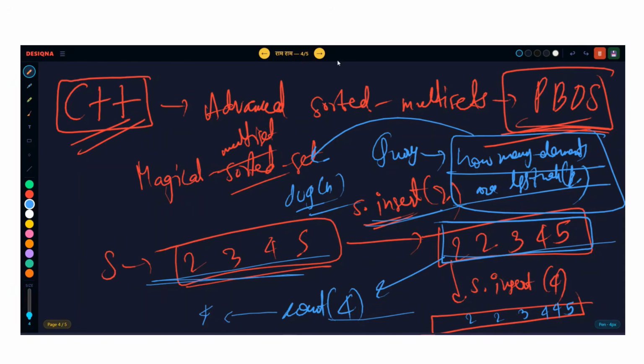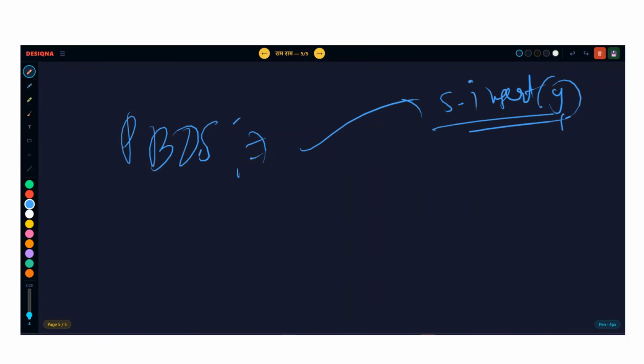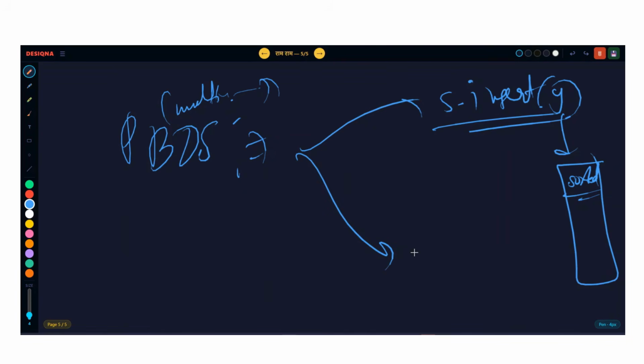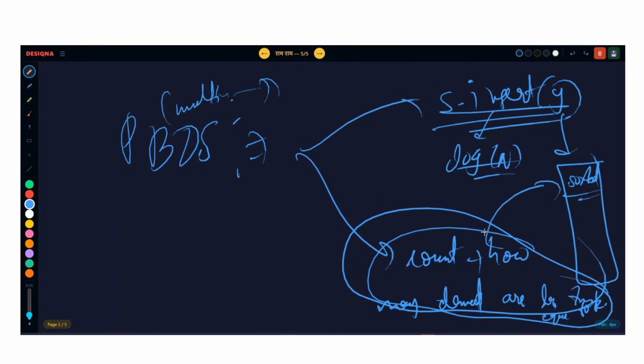The answer will be 4. So guys, PBDS has many functionalities. I have only shown you 2 functionalities for this video. What you can do? You can insert any element, s.insert(y), and it will make sure that it gets inserted in such a fashion that the full set remains sorted, and multiple equal elements are allowed. Okay, multiple equal elements are allowed. Second functionality is you can count how many elements are less than or equal to k. Insertion can be done in log n time. You can count how many elements are less than or equal to k in the sorted set in log n time.